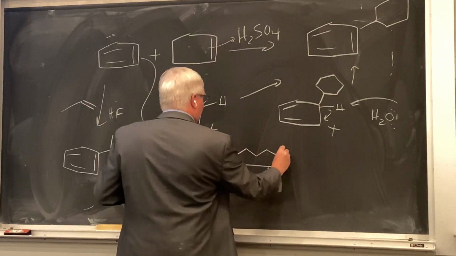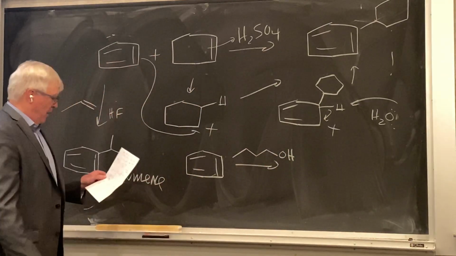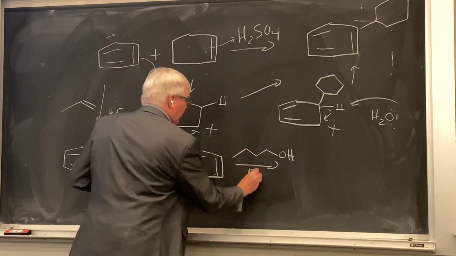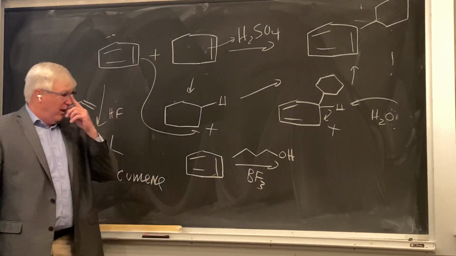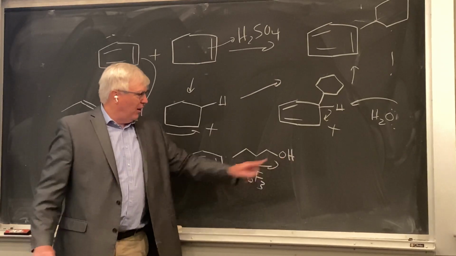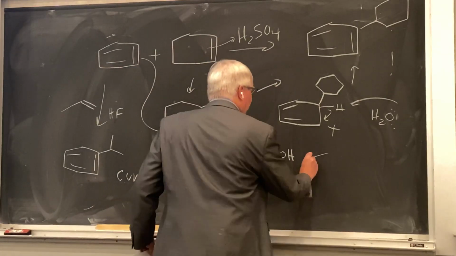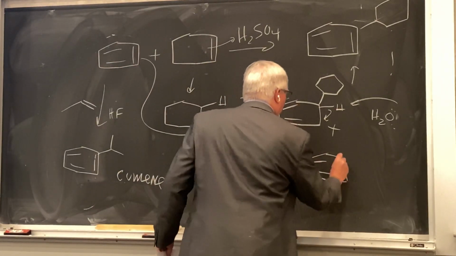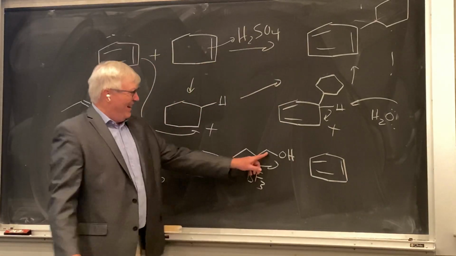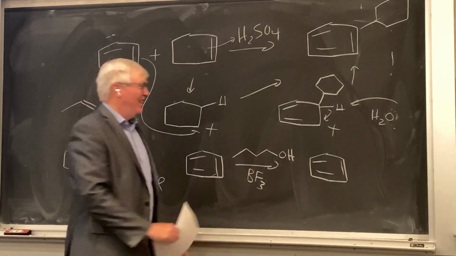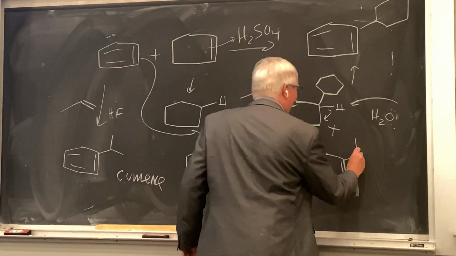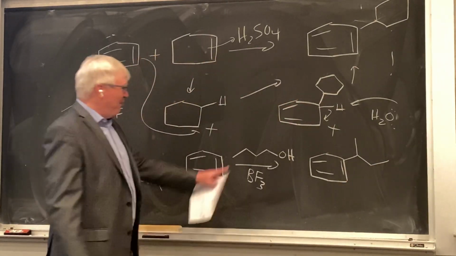So here is 1-butanol, and we're going to use a strong Lewis acid, boron trifluoride, and you could use other Lewis acids here. This will coordinate the alcohol. I'll show you a little bit about the mechanism, and it puts the butyl group on there. But this is a straight chain butyl, and guess what? It does rearrange. You form the secondary butyl product from this.